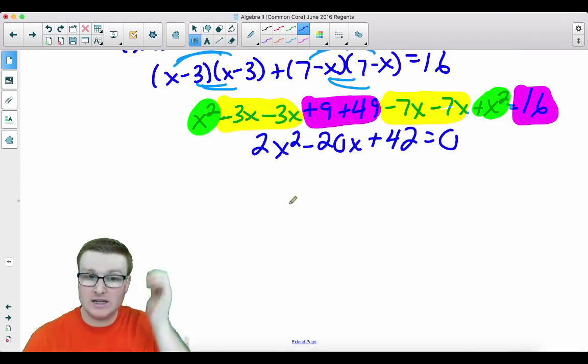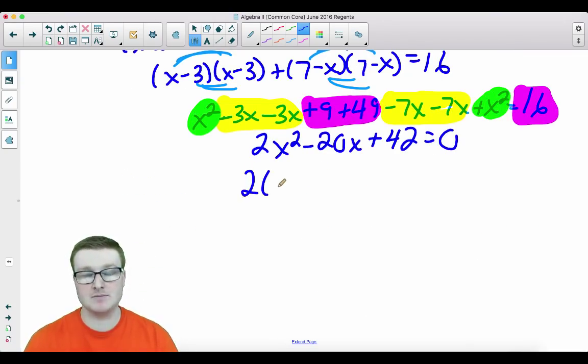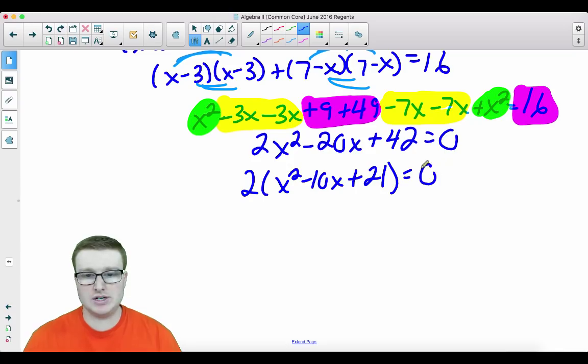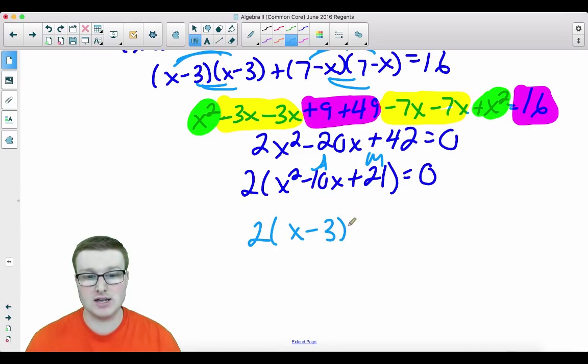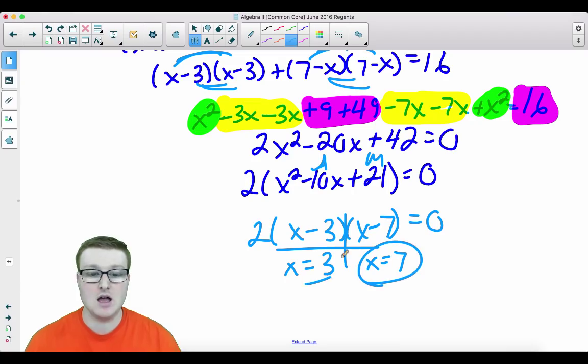Let's keep going. We need to take out a 2 first by factoring, GCF. Then we're left with x squared minus 10x plus 21 equals 0. Now we're going to factor this. What adds to negative 10 but multiplies to give you positive 21? Your answer is (x minus 3)(x minus 7) equals 0. Now we're going to t-bar it. Just take its opposites. X equals 3, x equals 7.